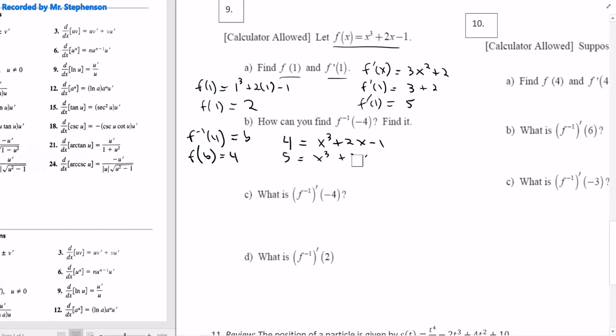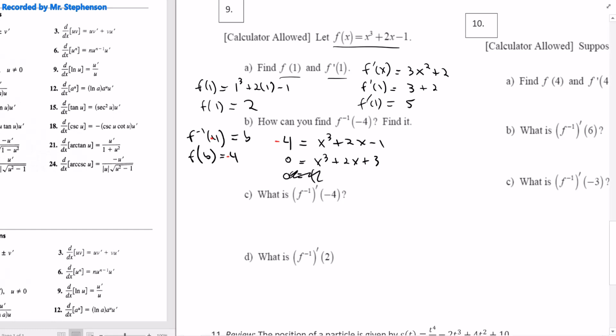Actually, sorry, that's not the way to solve this. I need to move the 4 over to get 0 equals x cubed plus 2x minus 5. And then factor, it's not going to be factorable. Sorry, I didn't see it here, it's at negative 4, right? So it's f inverse of negative 4 equals b, and f of b equals negative 4, which makes this, add 4 to both sides, which means I get positive 3 here, which makes this still not factorable.